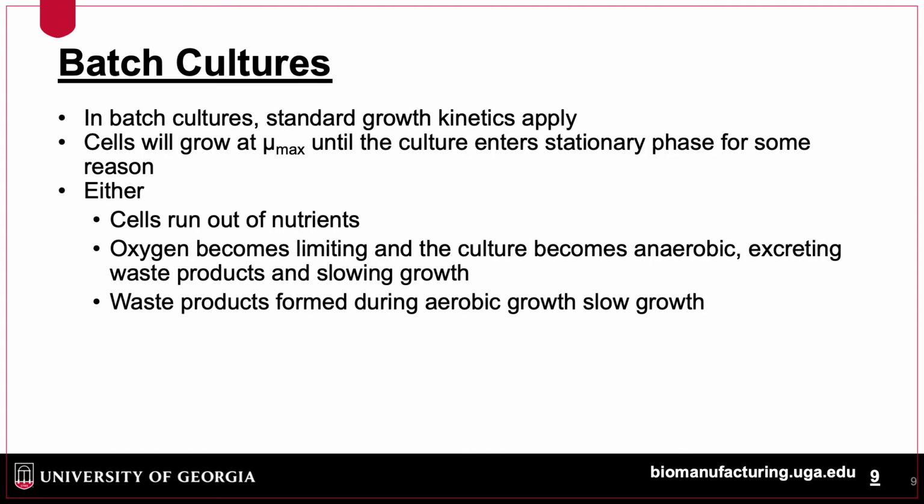We will assume the culture is grown aerobically for the remainder of this presentation, as this is the most common way to grow cells. Under batch conditions, cells will grow at mu max until cells enter stationary phase. This occurs because either nutrients run out or oxygen becomes limiting, forcing cells to die if they are strict aerobes, or into anaerobic growth for facultative anaerobes like E. coli. In this case, cells start to generate acid and other waste products which slow growth.